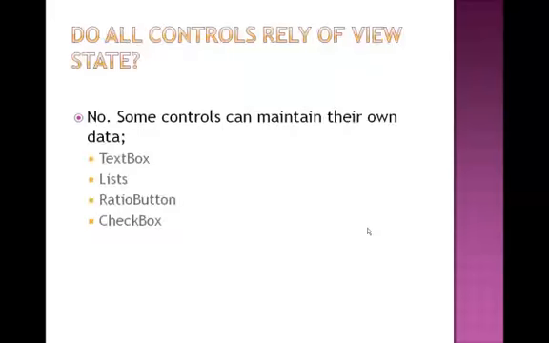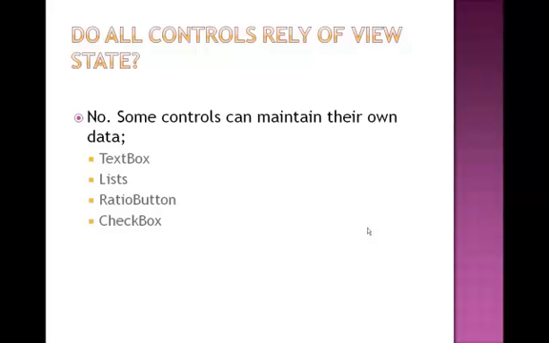Now, if you look at server controls and many other controls, you see that not all controls have to rely on view state all the time. Some of the controls are able to maintain some of their own states. For example, text boxes, checkboxes, radio buttons, and drop-down lists could retain their values because on the final look of the HTML markup, they are rendered as standard HTML controls. For example, a text box server control, when it's rendered in the browser in the final HTML markup, would be rendered as an input element whose type is text.